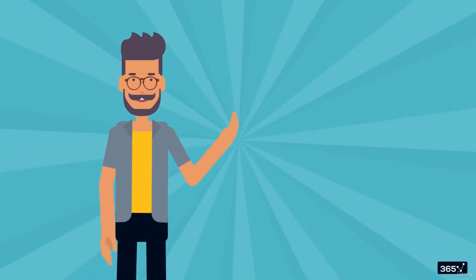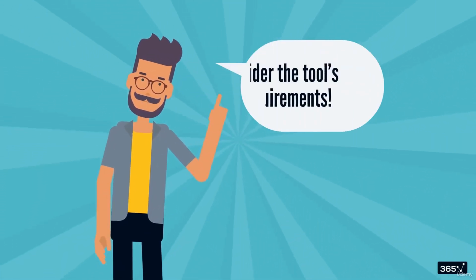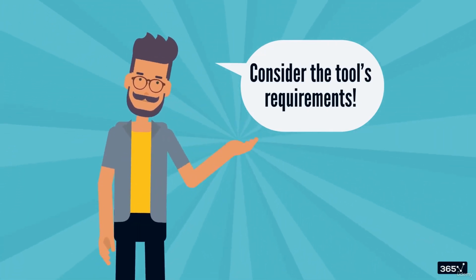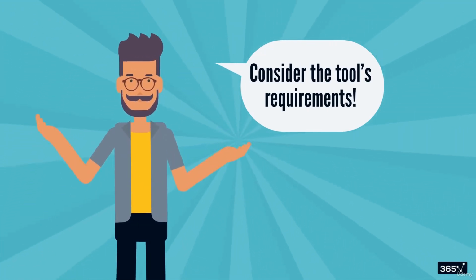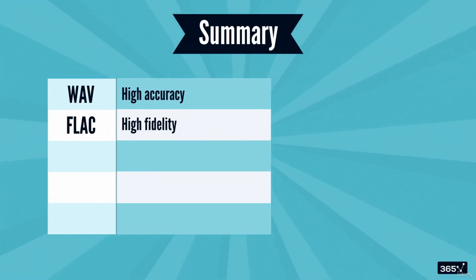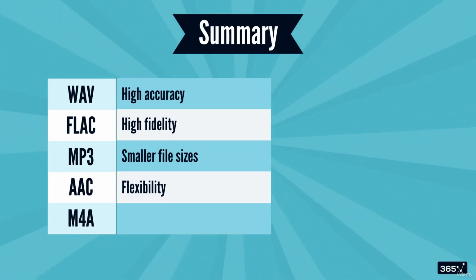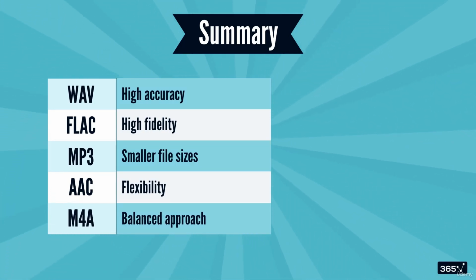Great! In summary, when choosing an audio format for speech recognition, you need to consider the specific requirements of your application or the speech-to-text tool. WAV and FLAC are best for high-quality applications requiring high fidelity, while MP3 and AAC offer more flexibility with smaller file sizes, suitable for everyday use cases. M4A provides a balanced approach, especially for mobile and streaming contexts.